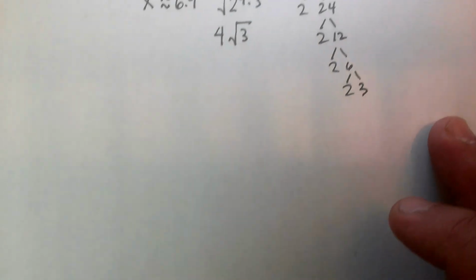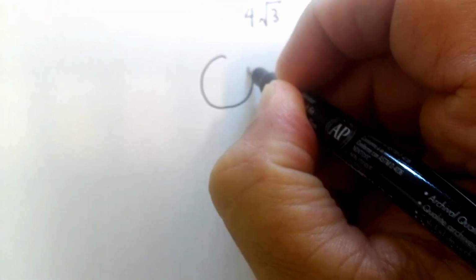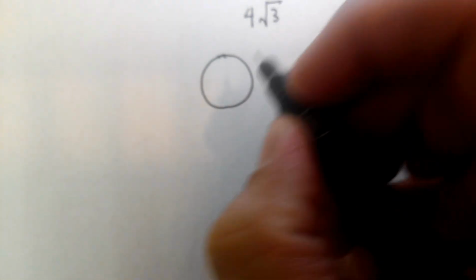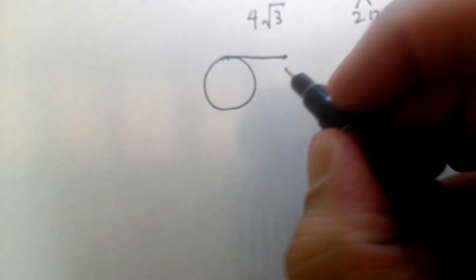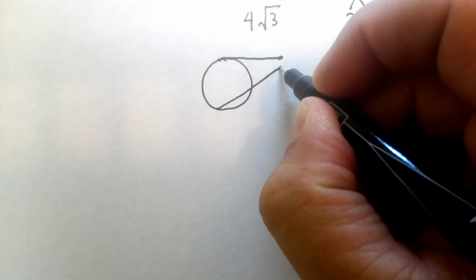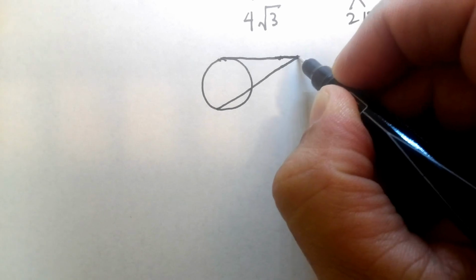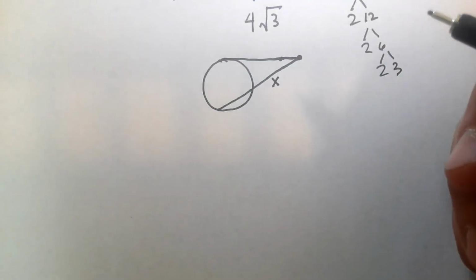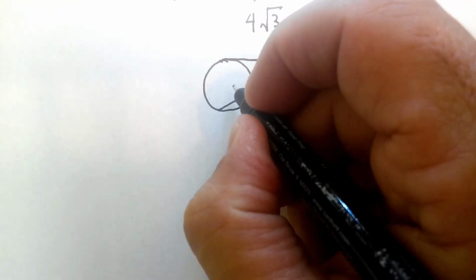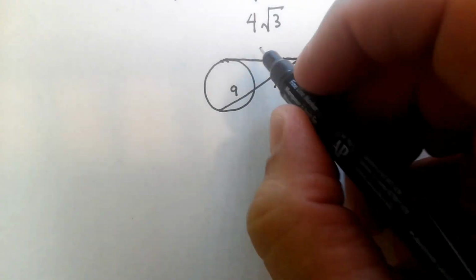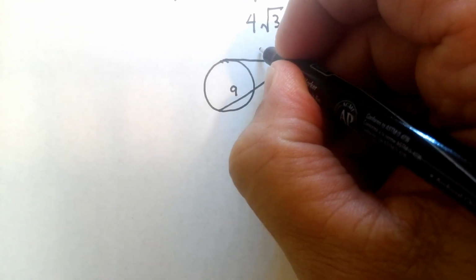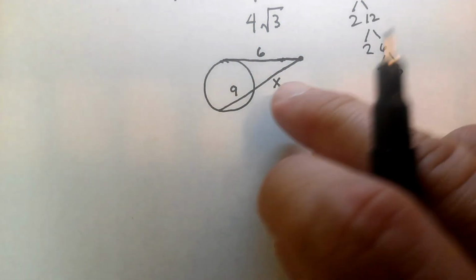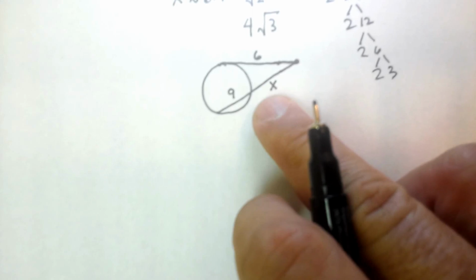Now, I would like you to try this problem for homework, or just to practice. So we're going to have a point out here. We're going to have this chord in here. Actually, let's do it this way so it's a little bit better. We're going to call this X. We're going to call this 9. And we're going to call this point up here 6. I want you to find X.